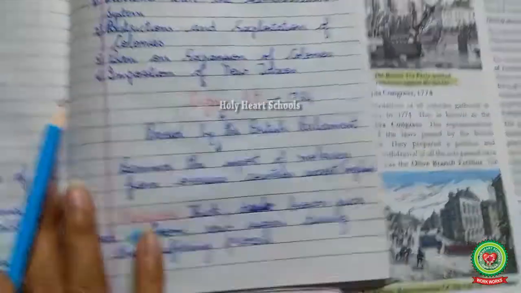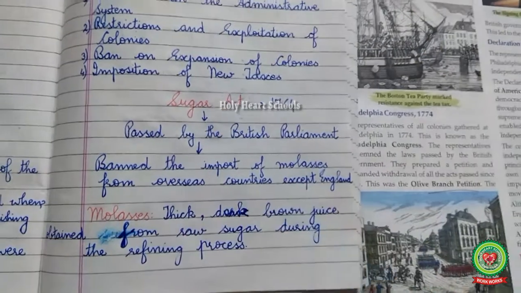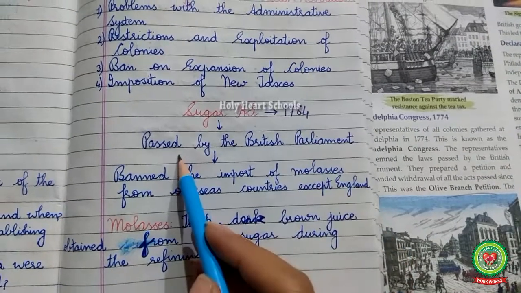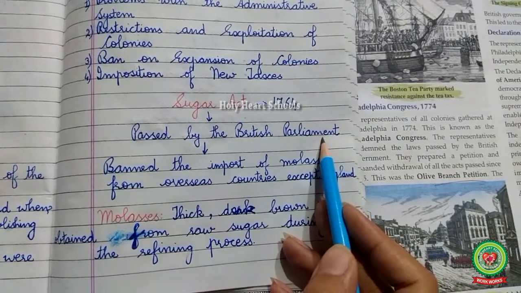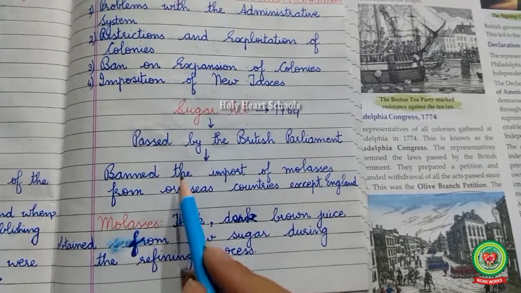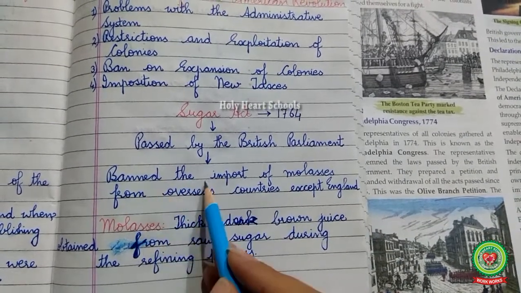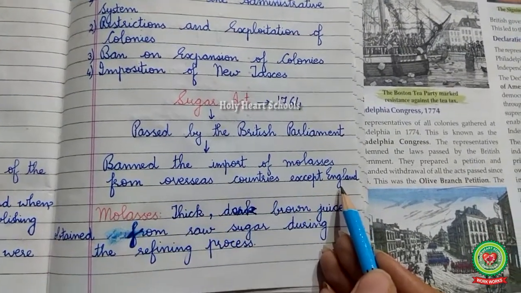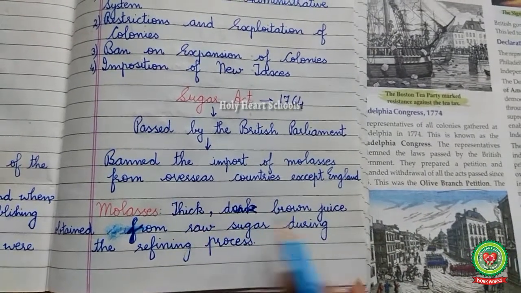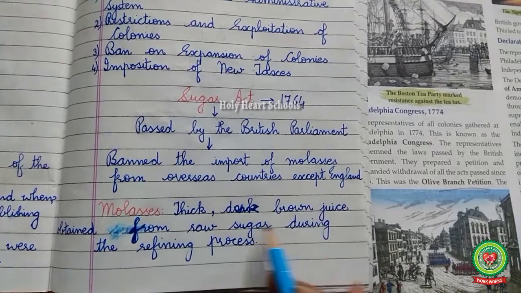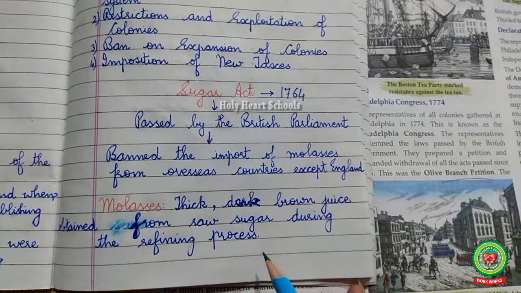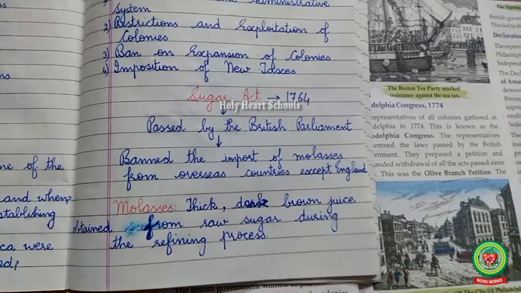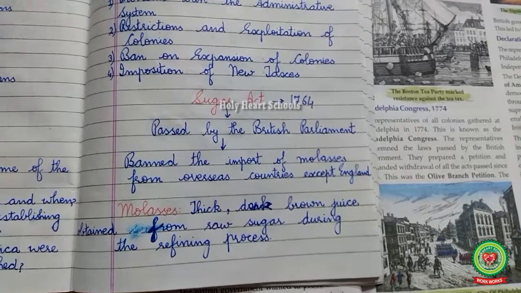The first one was the Sugar Act. Basically, the Sugar Act was passed in 1764 by the British Parliament. This act was passed to ban the import of molasses from overseas countries except England. Molasses here means thick, dark brown juice obtained from raw sugar during the refining process. So, the Sugar Act banned the import of molasses from overseas countries except England.